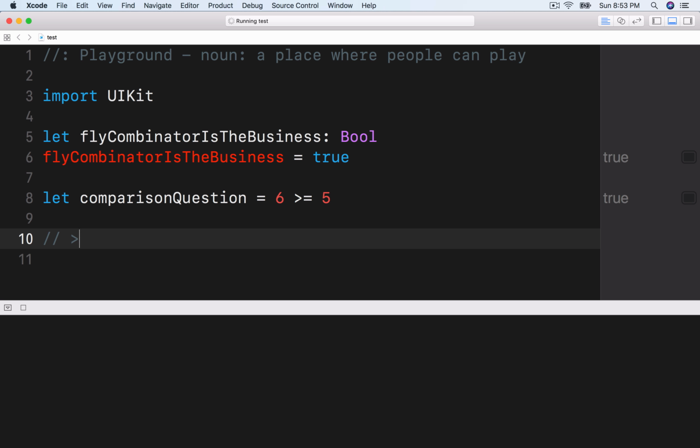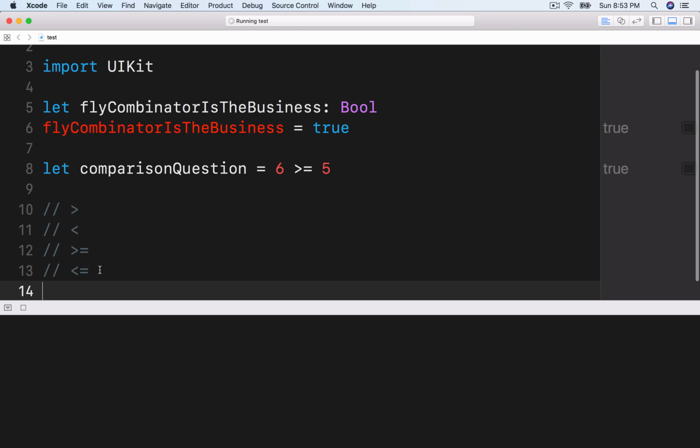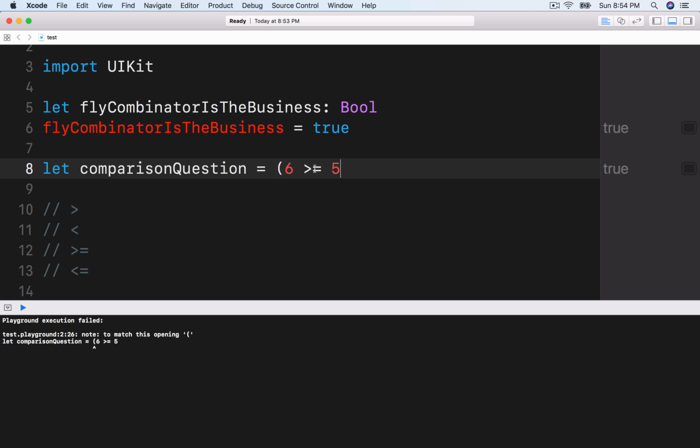So let me just detail for you the comparison operators. We have greater than, we have less than, we have greater than or equal to, and we have less than or equal to. So here are the comparison operators that you're going to be working with. So is 6 greater than or equal to 5? That is true. But what we also could do, let's see if we even have to do the parentheses. I usually don't, but let's just say not.